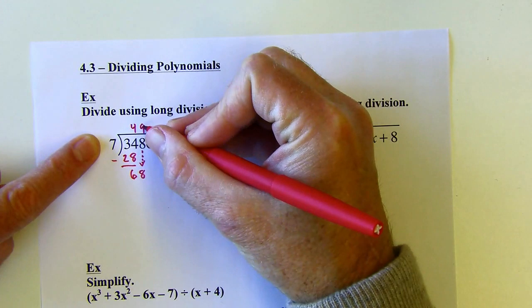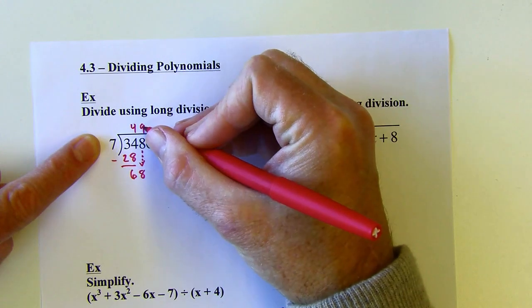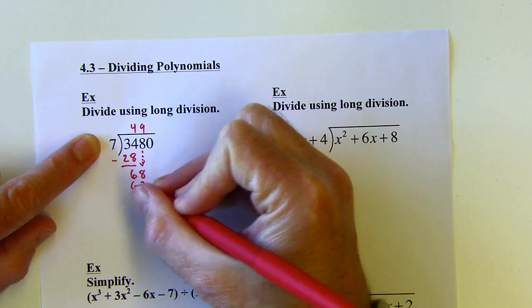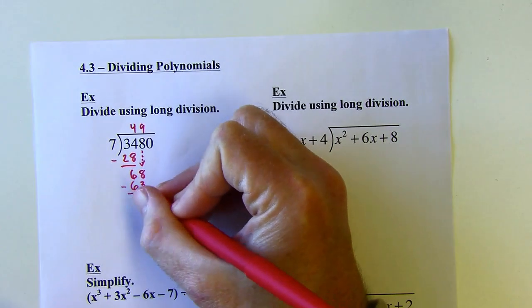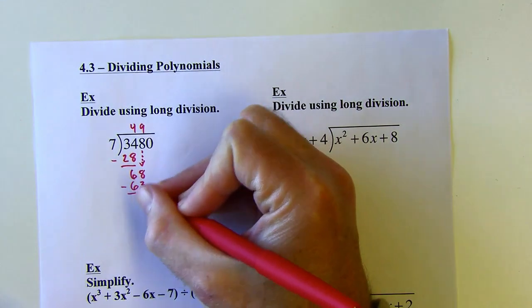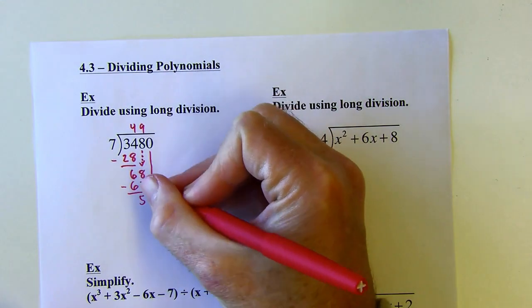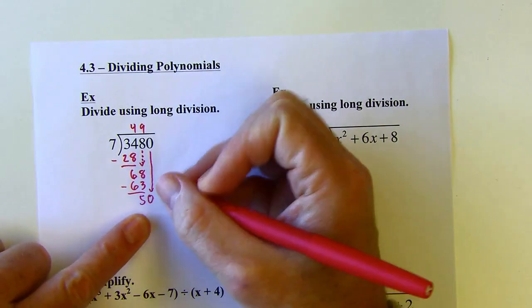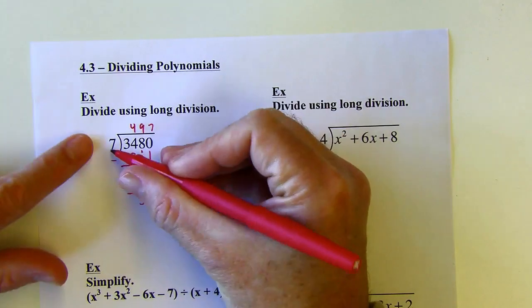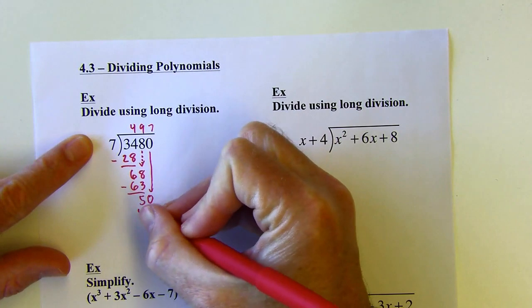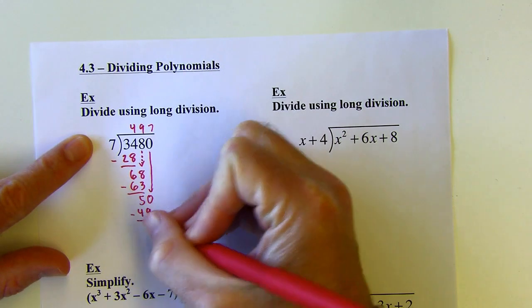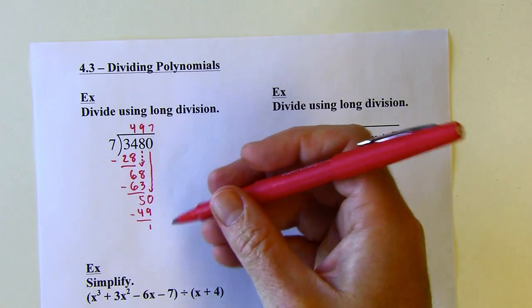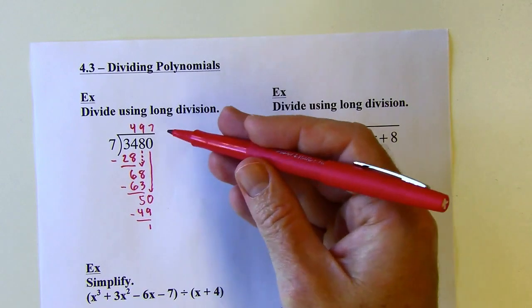And then I'm taking 9 times 7, not 49 times 7, just 9 times 7. 9 times 7 is 63. Okay, I subtract again, and I get 5. I'm going to pull down the 0. And then 7 goes into 50 7 times. And 7 times 7 is 49. Okay? And then I subtract one more time, and I get a 1 down there. So my remainder is 1. And a lot of times people write 497 remainder 1.